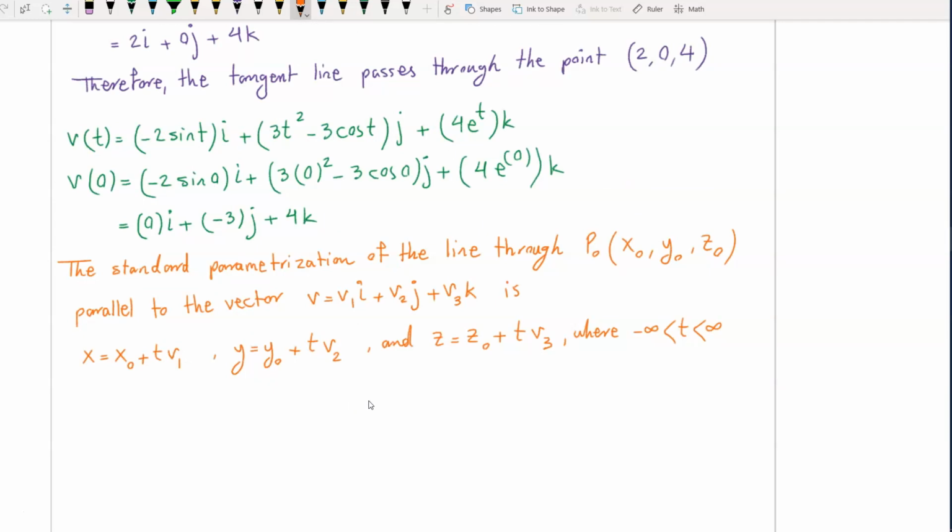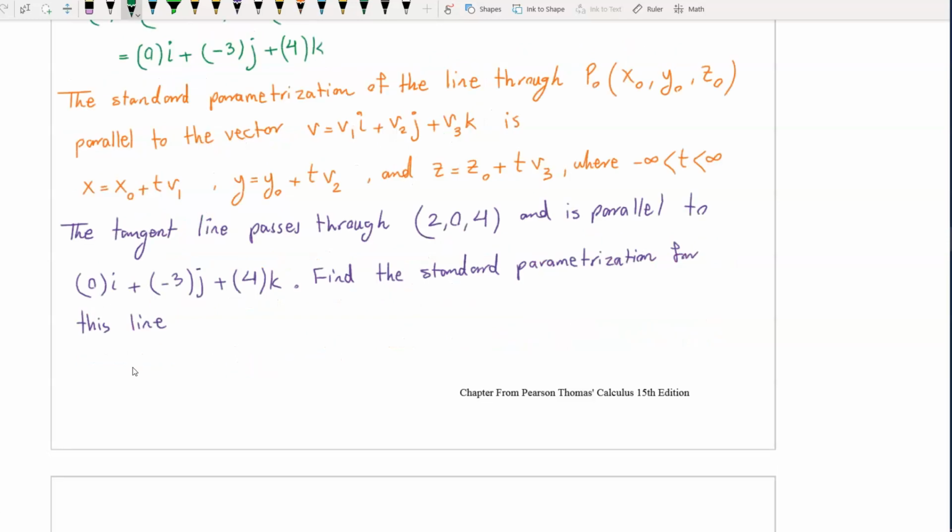In general, the standard parameterization of the line through P naught parallel to vector V is x equal to x naught plus t times v1, and y is equal to y naught plus t times v2, and z is equal to z naught plus t times v3, where t is between negative infinite and positive infinite. And what we have on this part, the tangent line passes through this point 2, 0, 4, and is parallel to what we had here on this part, 0i, negative 3j, plus 4k. Find the standard parameterization for this line.